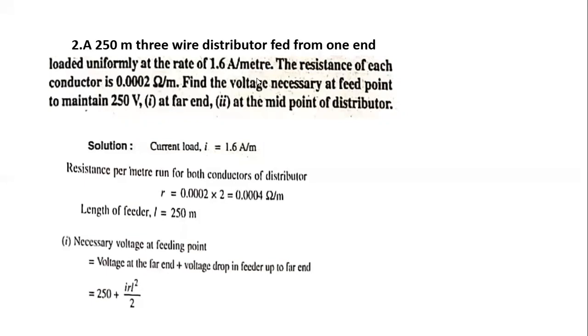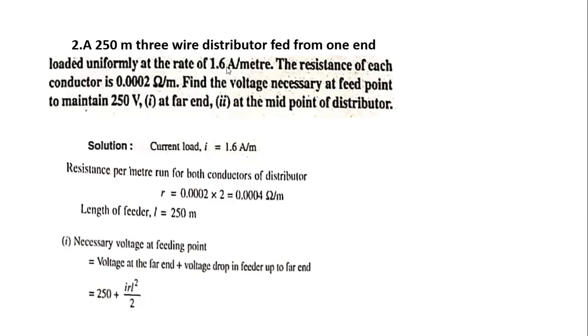Next, find the voltage that will be necessary at the feeding point to maintain 250 volts, at the far end and at the midpoint of the distributor.